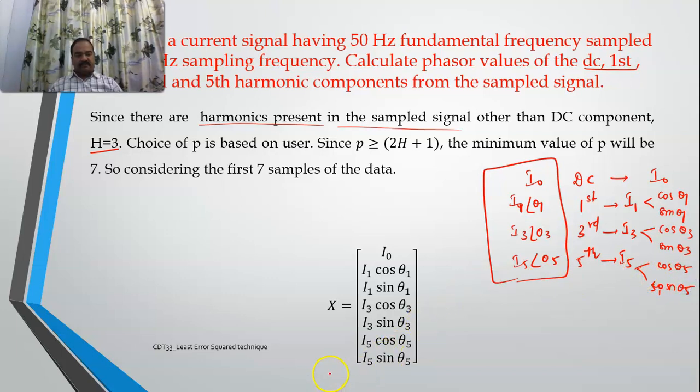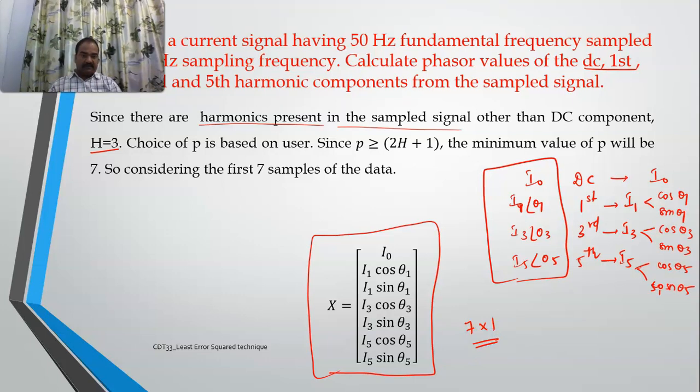My X matrix will have how many components? 7 components are there. It is 7 by 1.